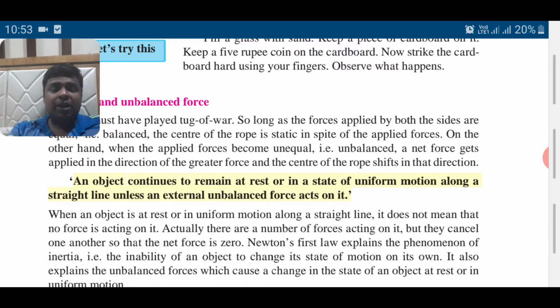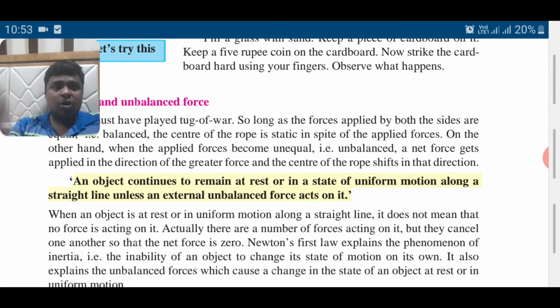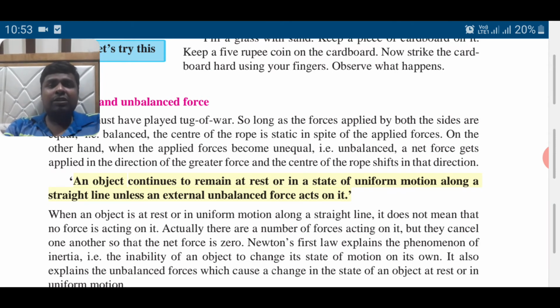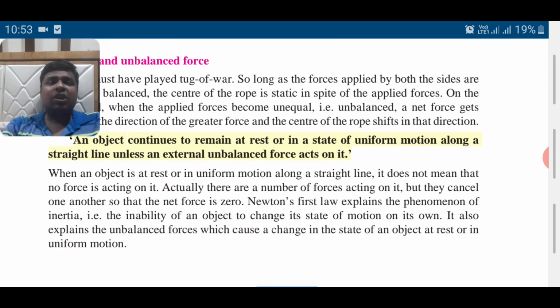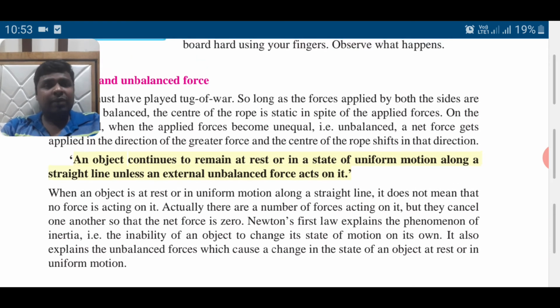So an object continues to remain at rest or in uniform motion along a straight line unless an external unbalanced force acts on it. So if something is not moving, it will remain like that. It will remain at rest. If something is moving, it will keep moving with the same velocity until somebody disturbs it, until some external unbalanced force acts on it. Now you might ask how. Okay, we have understood that if a stone is not moving, unless you touch it, unless you apply force on it, then only it will move.